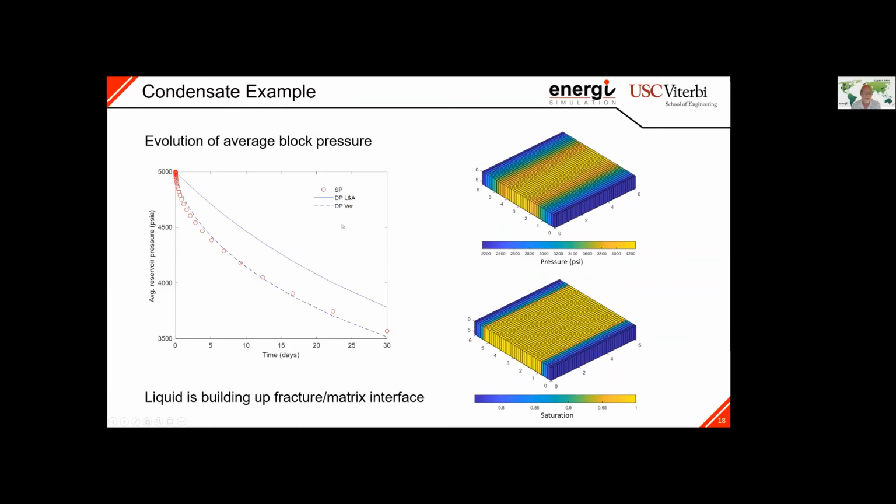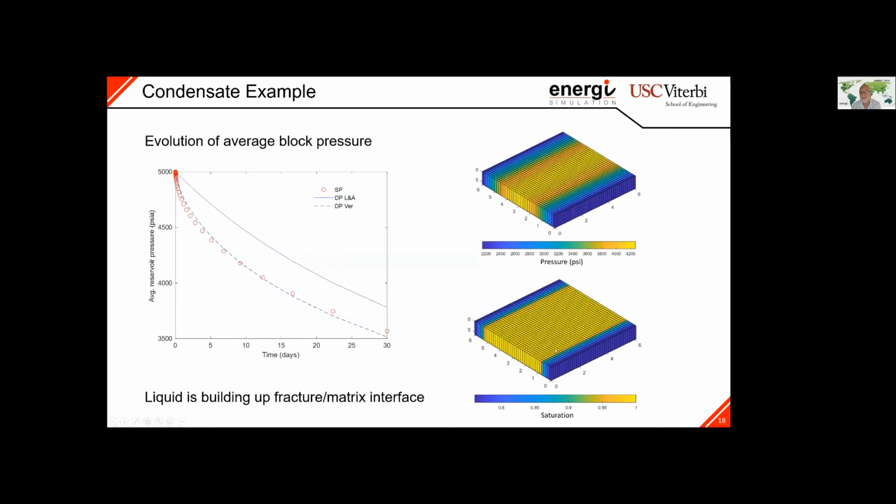If we look at the average pressure inside the block, we can see that, again, same behavior. The single porosity representation and the modified transfer function are in good agreement, while the standard representation here fails to capture the single porosity solution.